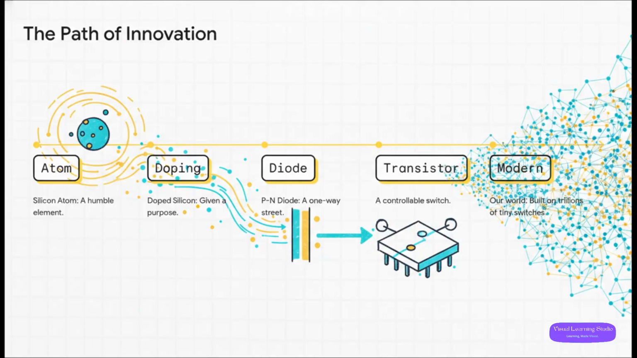So let's just recap that incredible path we just took. We started with a single silicon atom. We learned how to dope it to give it a purpose. We combined those doped pieces to create a diode, that perfect one-way street for electricity. And from that, we built the transistor, the ultimate controllable switch. Our entire modern world is built on trillions and trillions of these tiny, perfect little switches.